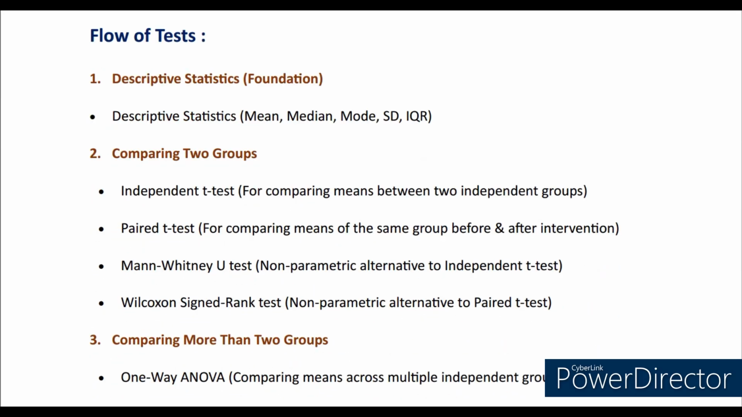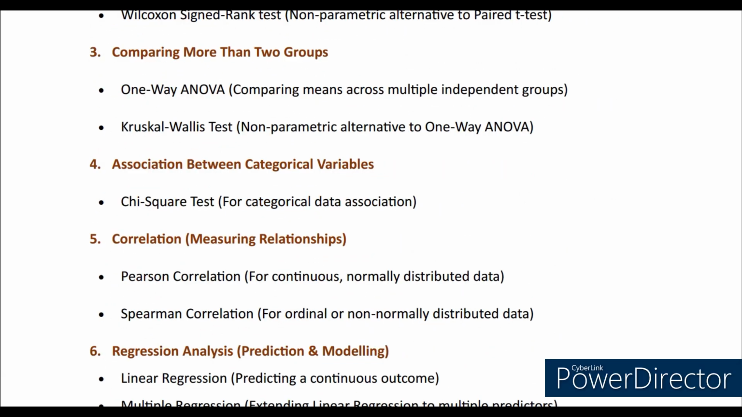First, under descriptive statistics, we can see, as already discussed, it includes mean, median and mode, right? And under comparing two groups, it includes both parametric and non-parametric. First is independent t-test, followed by paired t-test, Mann-Whitney, Wilcoxon signed rank test. And under comparing more than two groups, one is ANOVA in case of normal distribution. In case of non-normally distributed data, we use Kruskal-Wallis test.